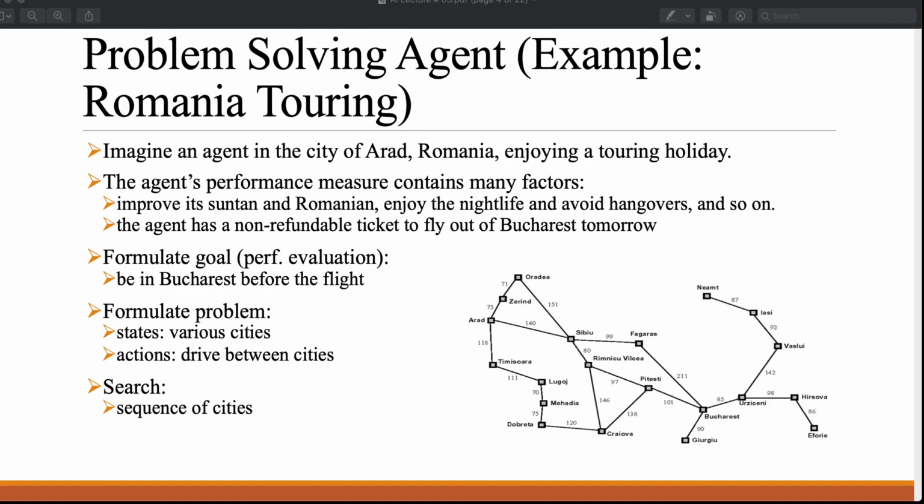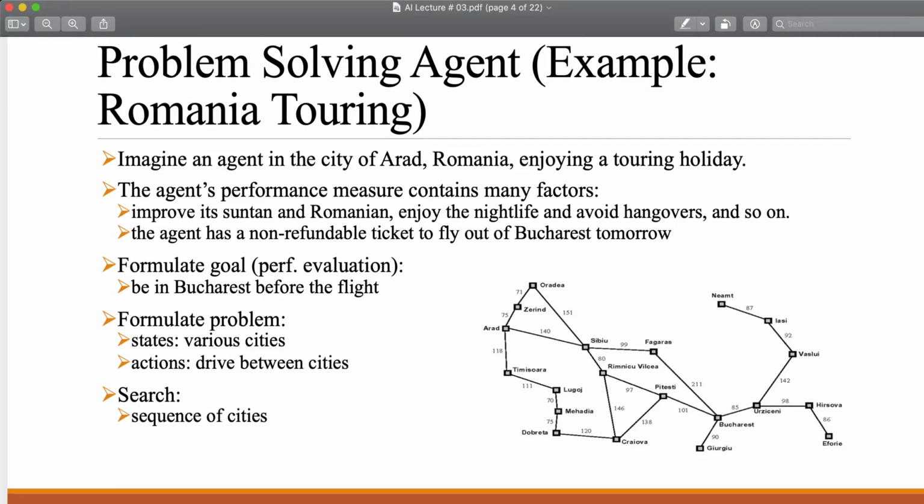So you can see this is an example of a state inside USA, that is Romania. We have this map of Romania, and you can see different cities of Romania inside this map. Bucharest is the capital of Romania. Imagine an agent in the city of Arad. Arad is one city of Romania. Somewhere here, yes. So for example, you are here initially.